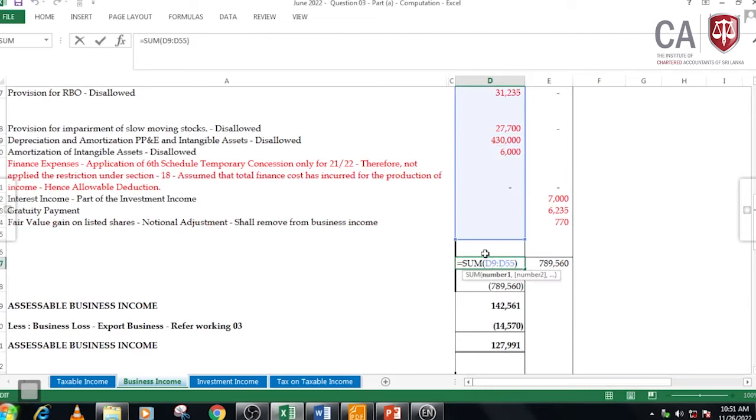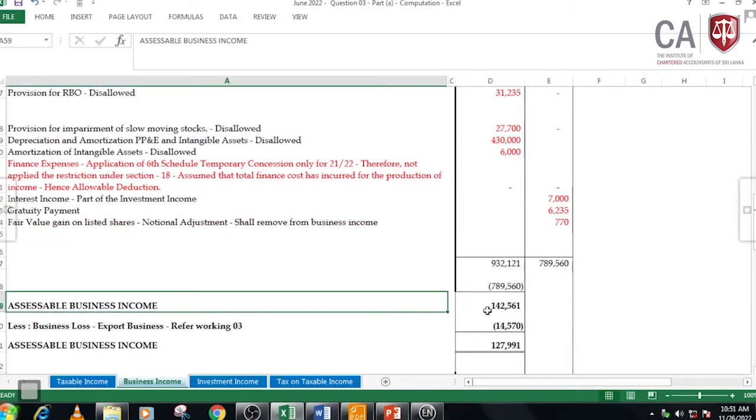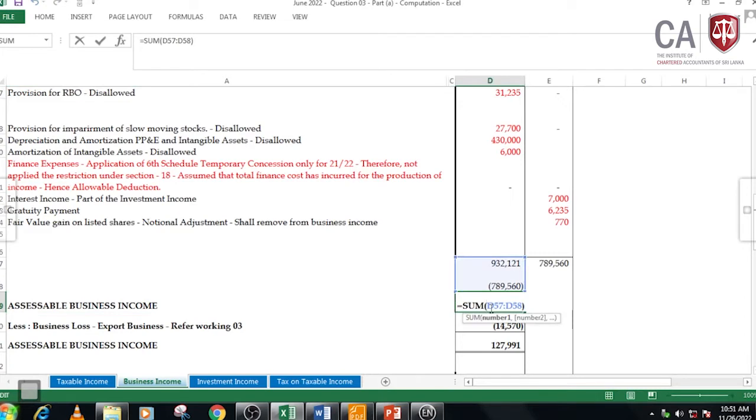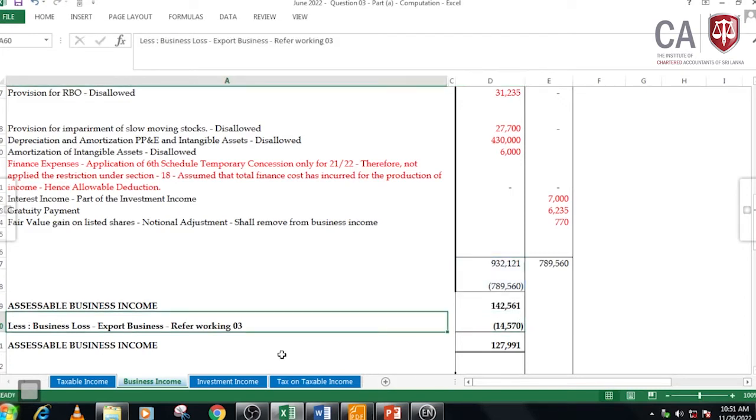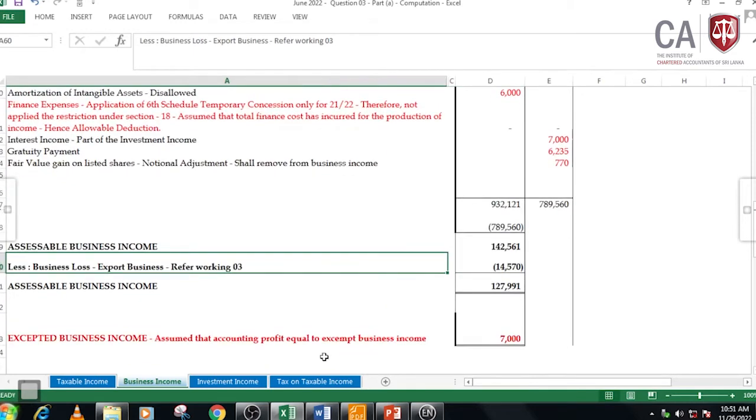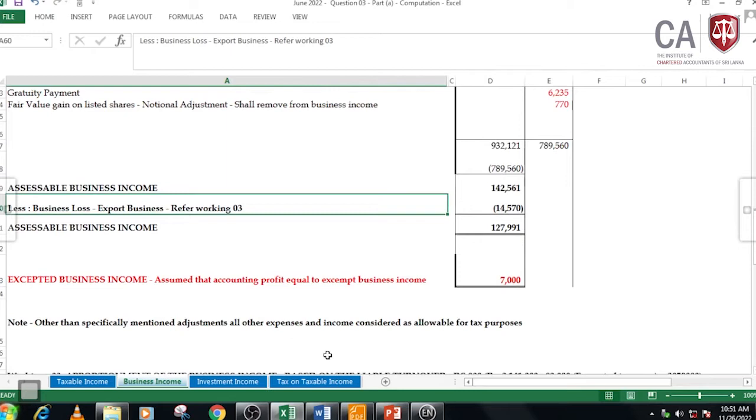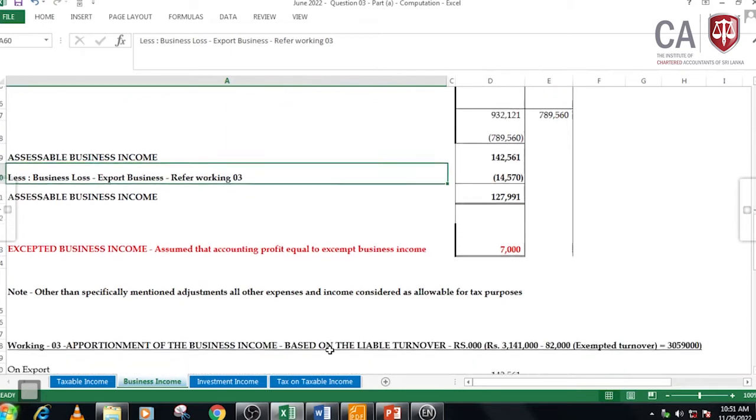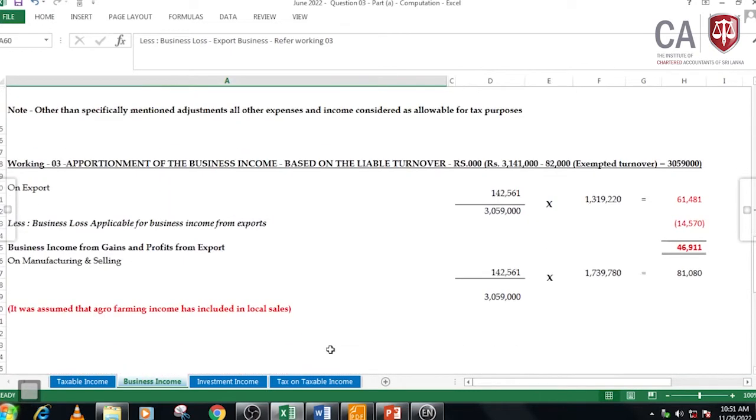I have taken the plus side and I have taken the minus side, and the minus side taken into here. Then assessable income from business, it has taken. Then there is a business loss, export business. I will take it separately. Then let me come to the apportionment of the business income. In the apportionment of the business income, how?